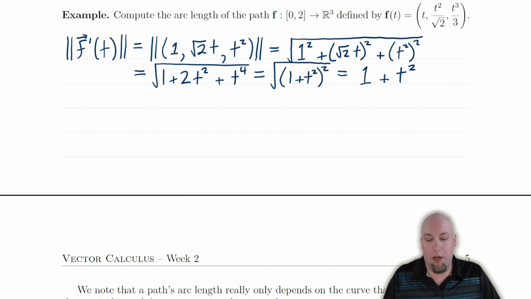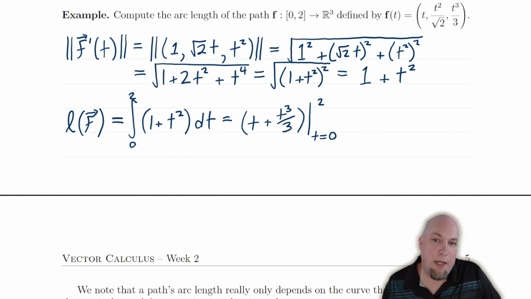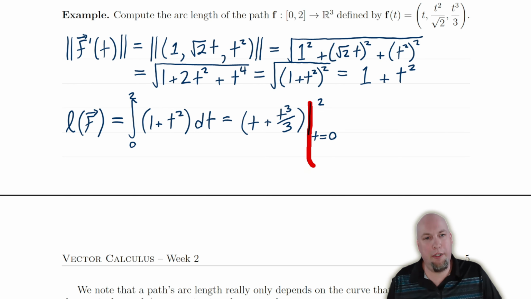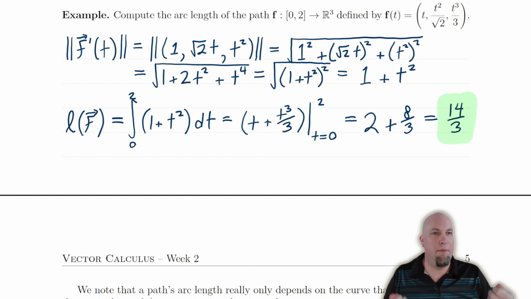Now, to compute the arc length, what have I got to do? Well, I have to integrate that. You integrate the speed over the domain, so t is going from 0 to 2, integrating the speed. And that's not too bad of an integral. When I integrate that, 1 becomes t, and t squared becomes t cubed over 3. Plug in your endpoints, t going from 0 to 2. I'm just going to get 2 plus 2 cubed over 3, so 8 over 3, and simplify that a little bit. It's 14 thirds, so that's the length of that path, or the curve traced out by the path. Same thing.